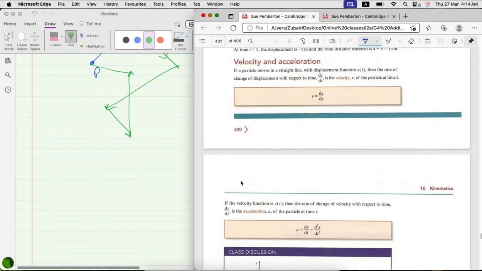The velocity time graph is the gradient. Displacement is already given, and a single derivative will give you velocity, and differentiating it again will give you acceleration.